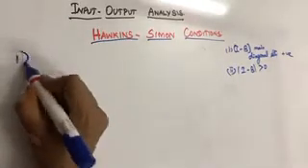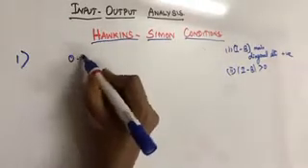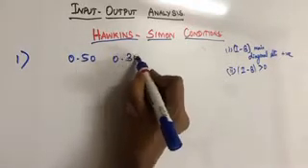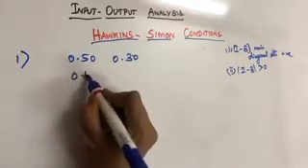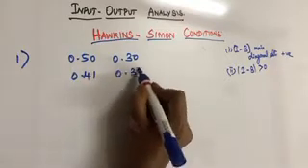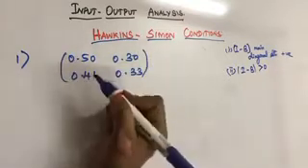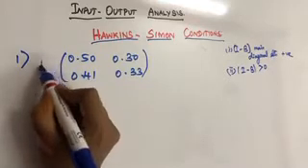First problem, the technology matrix is 0.50, 0.30, 0.41 and 0.33. This is the technology matrix. We denote the technology matrix as B.